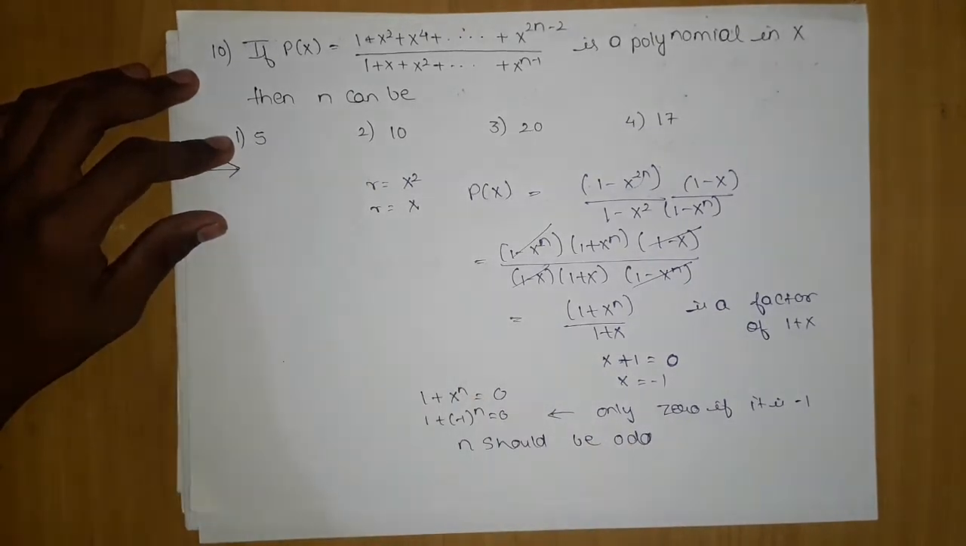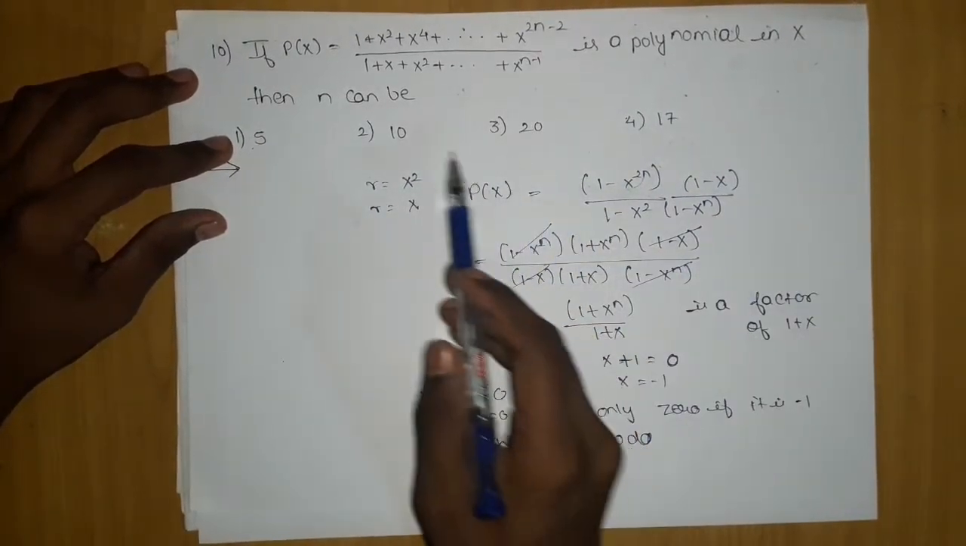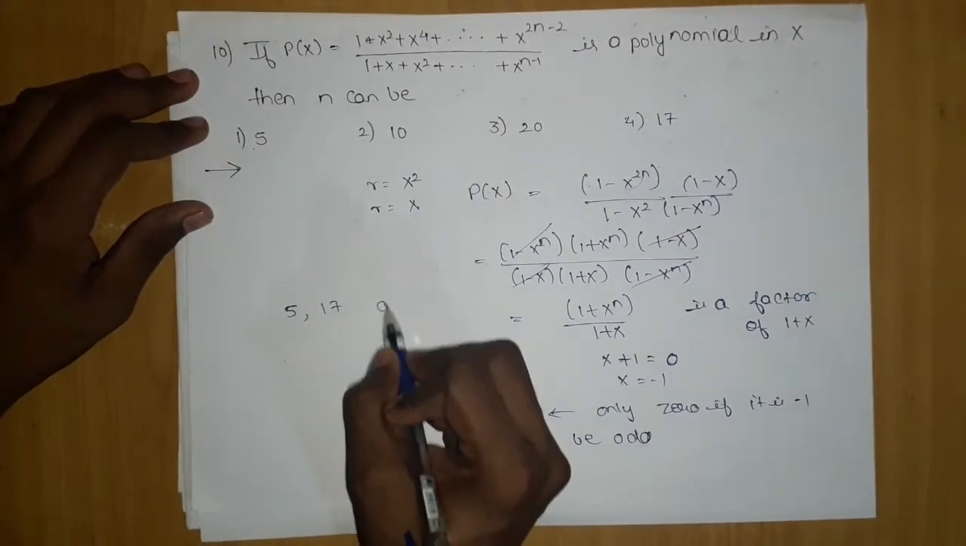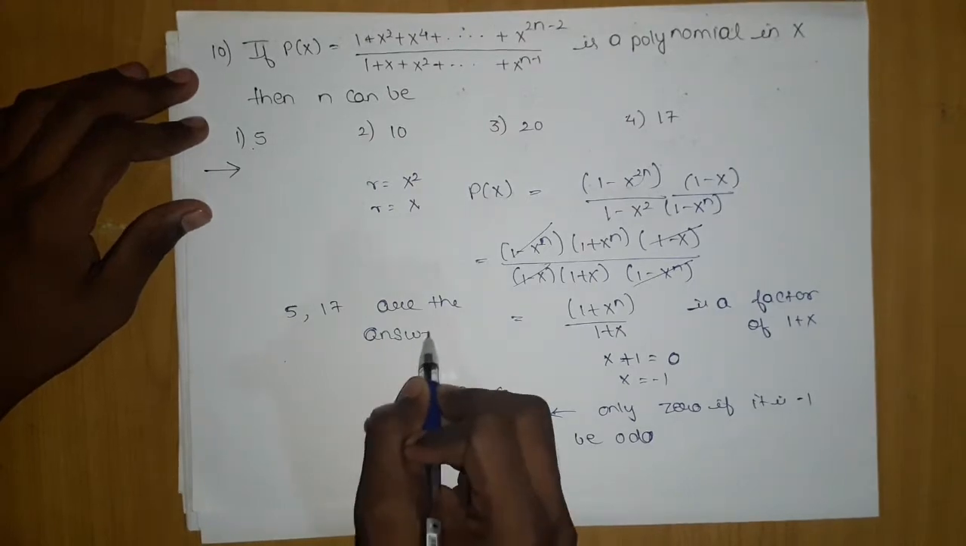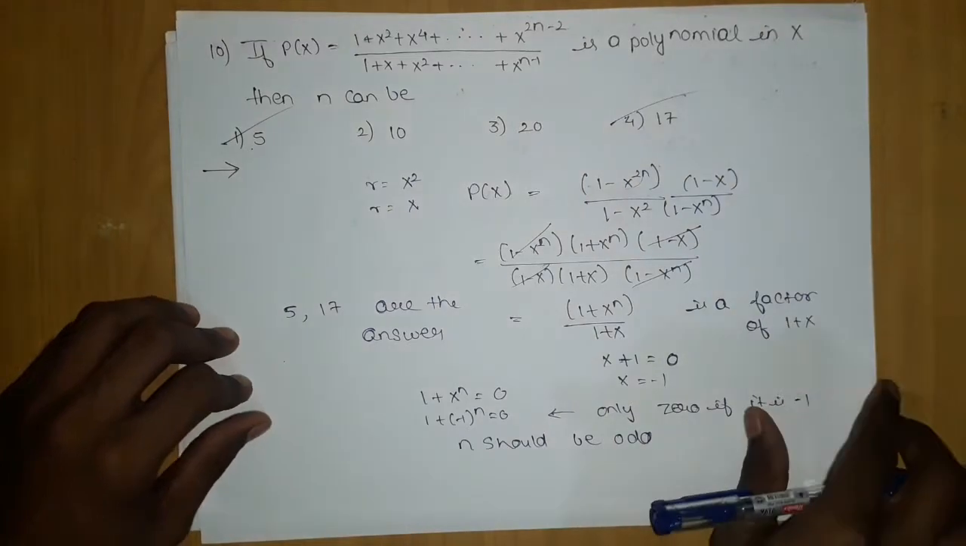So what are the odd values of n which are possible? 5 is odd, 17 is odd, these two are not odd. So 5 and 17 are the answer. Okay, so hope you have understood what this problem was about. Okay, 5 and 17. Now let's move on.